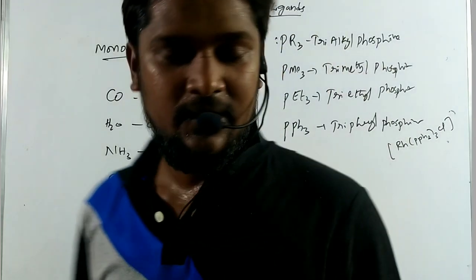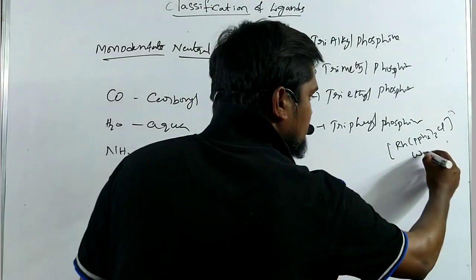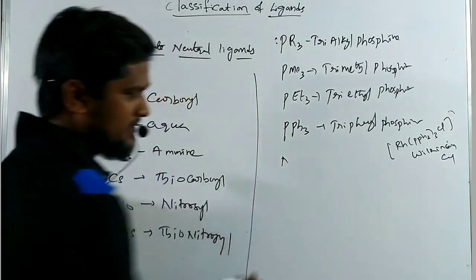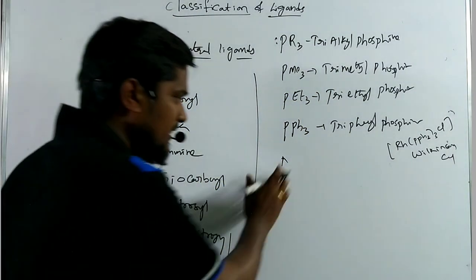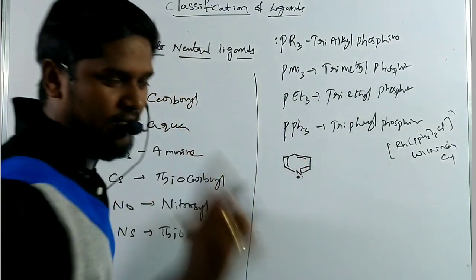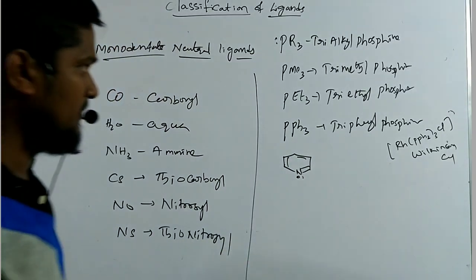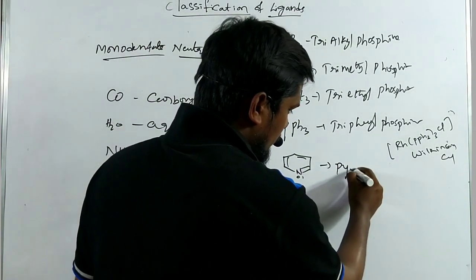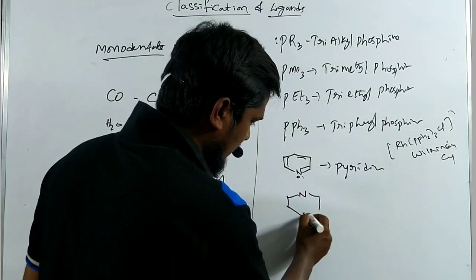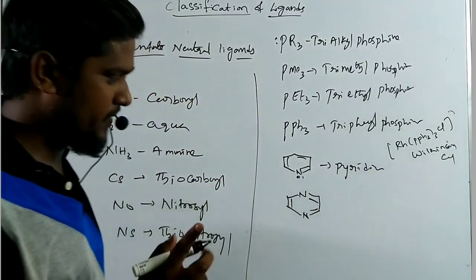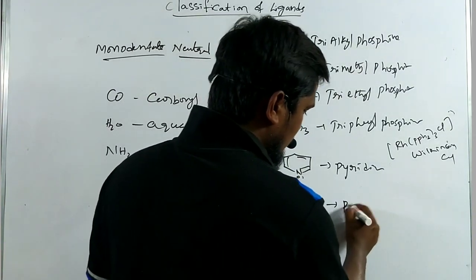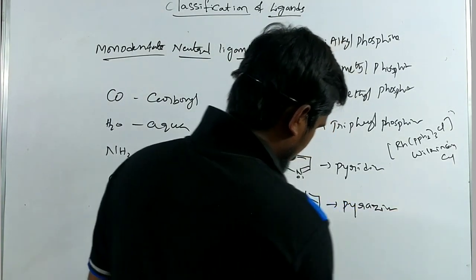Which is used in Wilkinson catalyst. Again, ammonia is the best example of a monodentate neutral ligand. Again, now single nitrogen, like pyrazine. Here it has two lone pairs of electrons from two nitrogen atoms, but it is contributing only one. That's why it is also called a monodentate neutral ligand, pyrazine, like hydrazine.